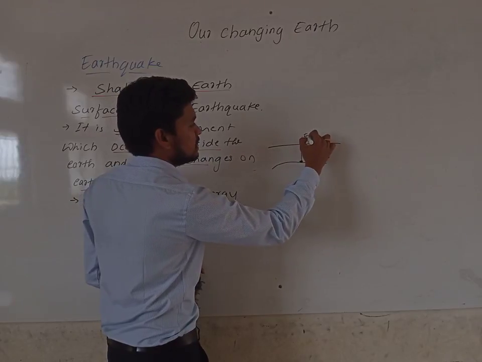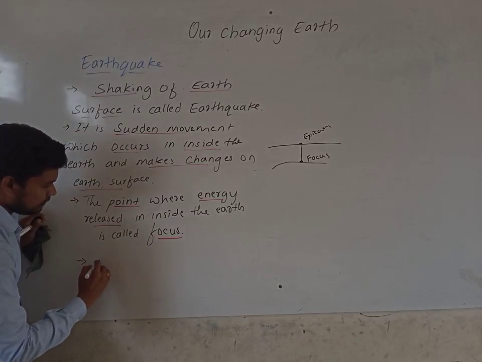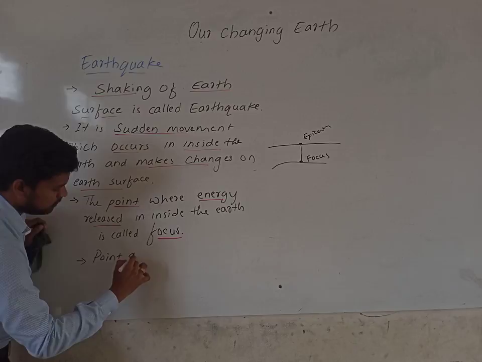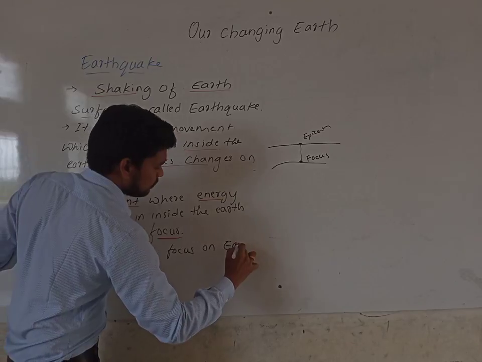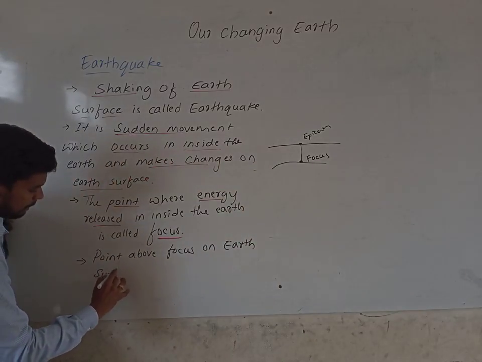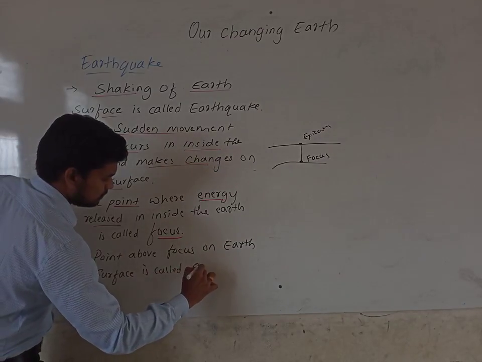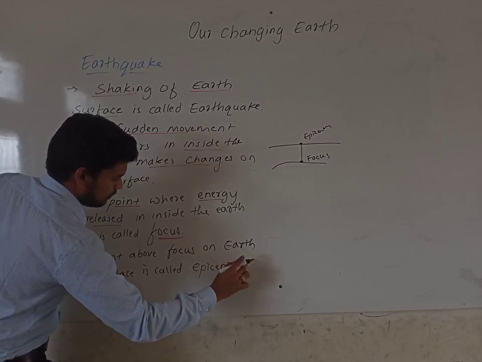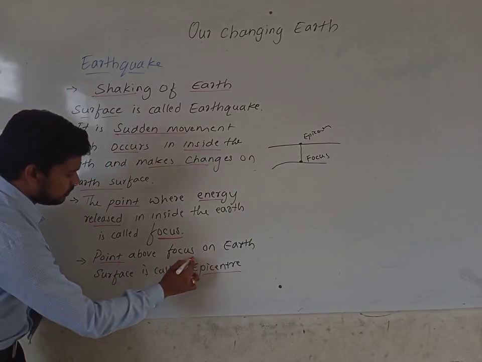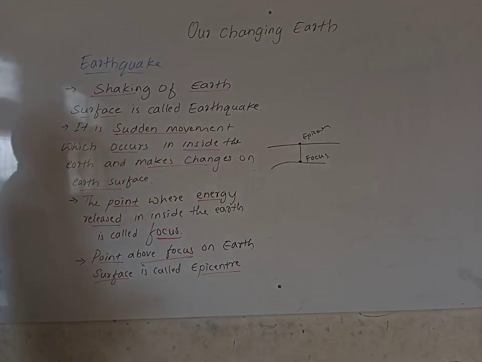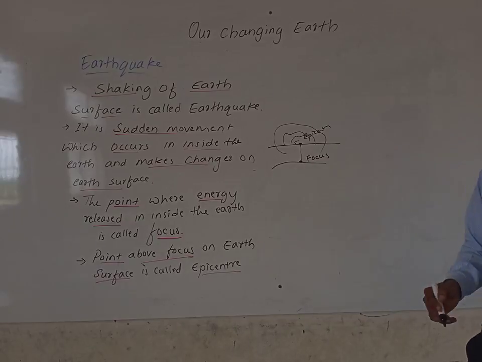So this is called the epicenter. The point above the focus on the earth surface is called the epicenter. This epicenter is what causes destruction on the earth surface.